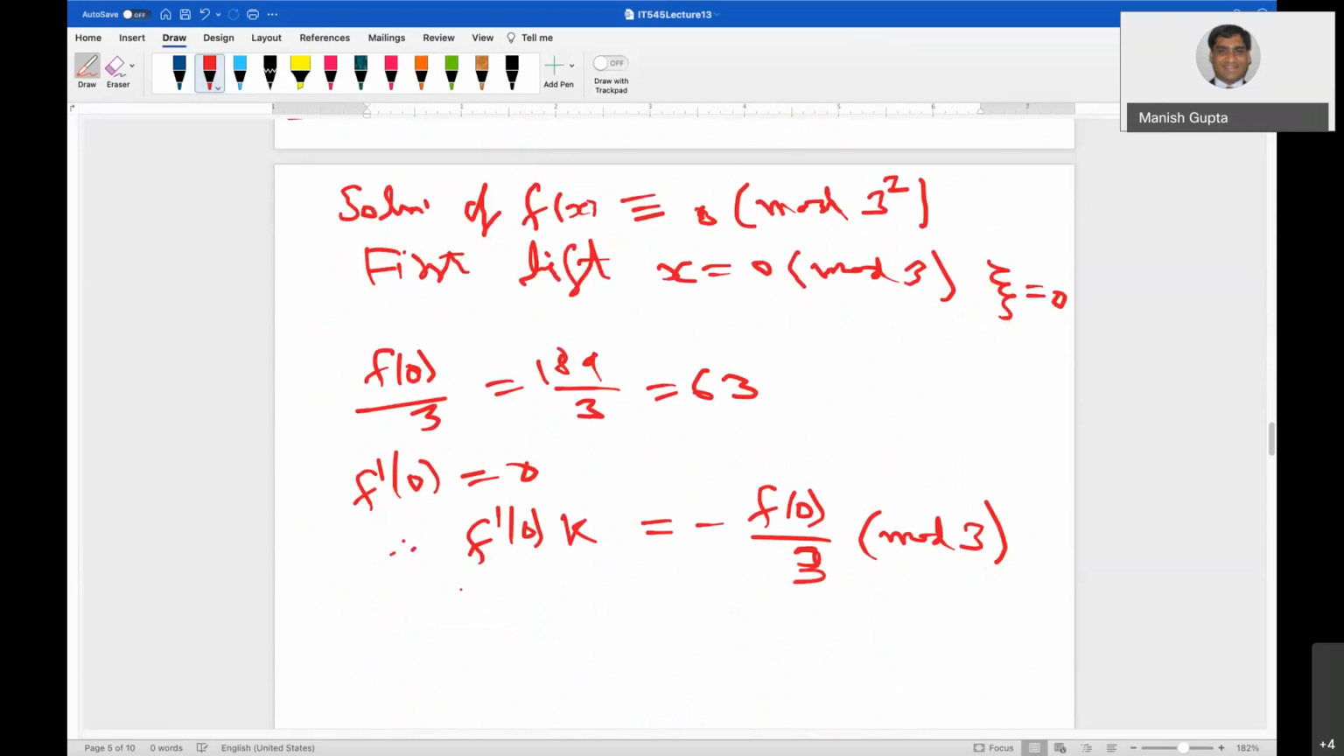Now this is satisfied for k equal to 0, 1, 2. No matter what value of k you take, because f dash of 0 is 0, right? So we can take any value, right? This will be satisfied, right?